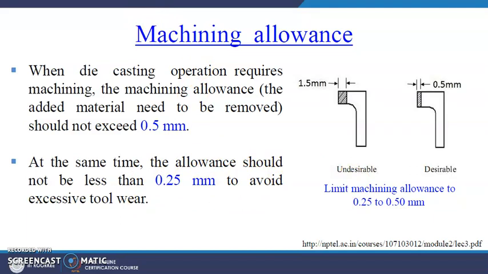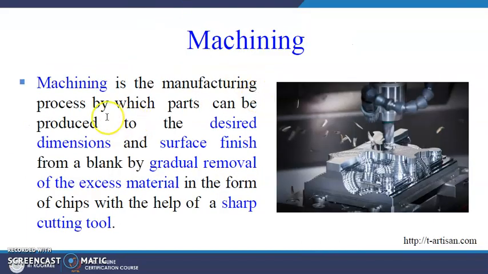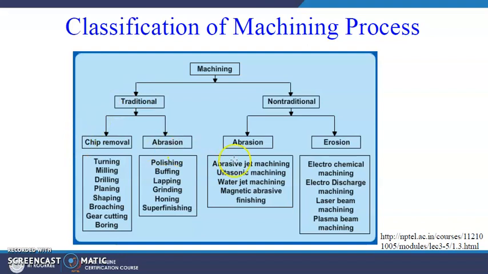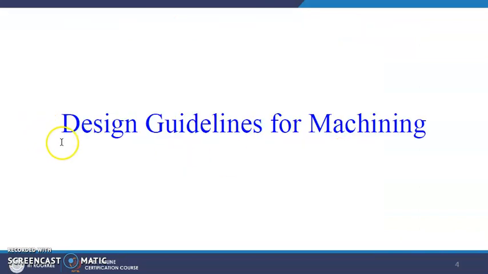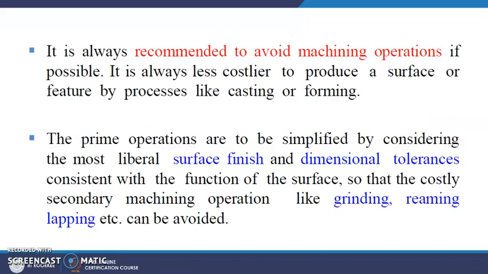So let's jump into the design guidelines for machining. Machining, as you know, is a manufacturing process in which the desired dimension or surface finish is achieved by removal of excess material. This is the definition, and machining is categorized into various types which you have already studied in the manufacturing process syllabus. Here we are discussing the design principles you have to consider whenever you are designing a part for machining.